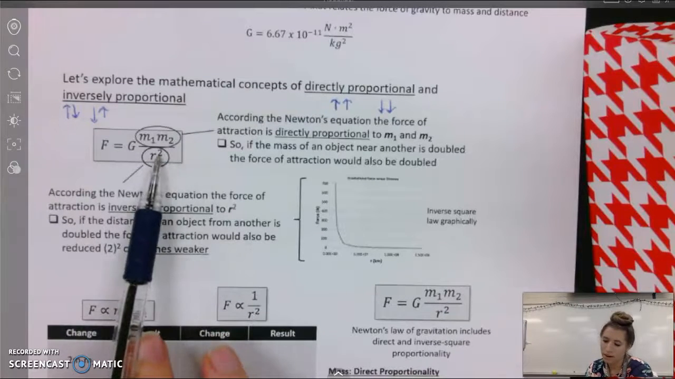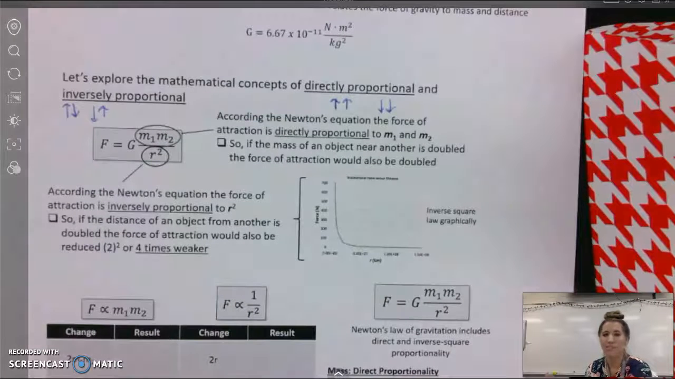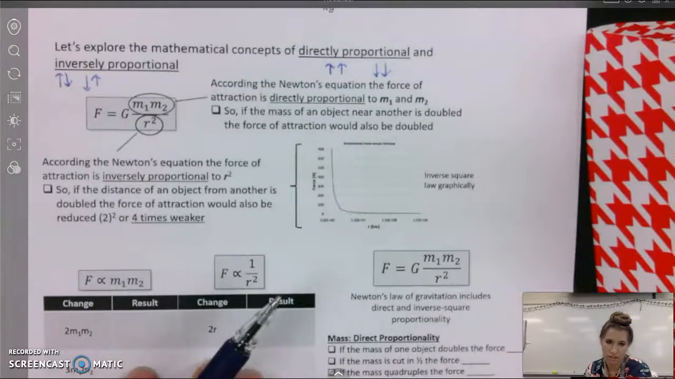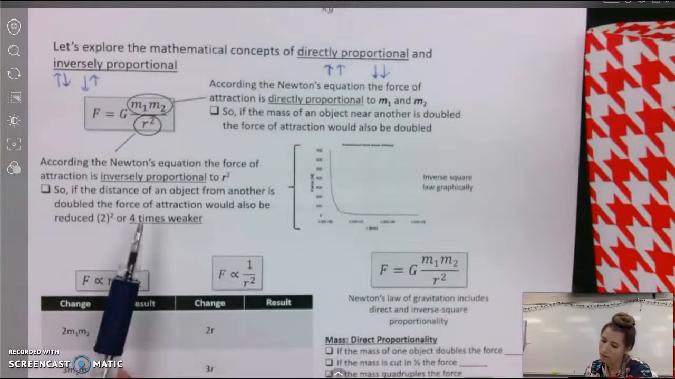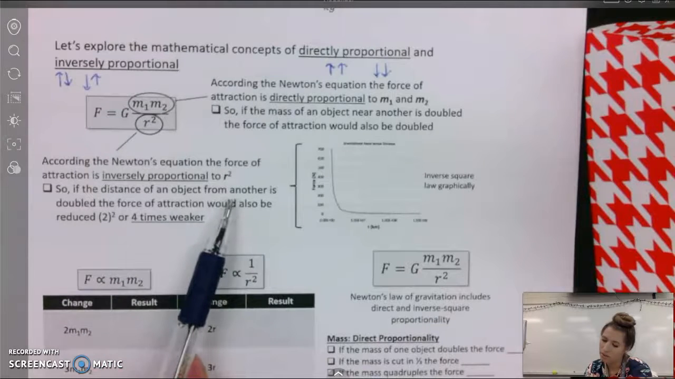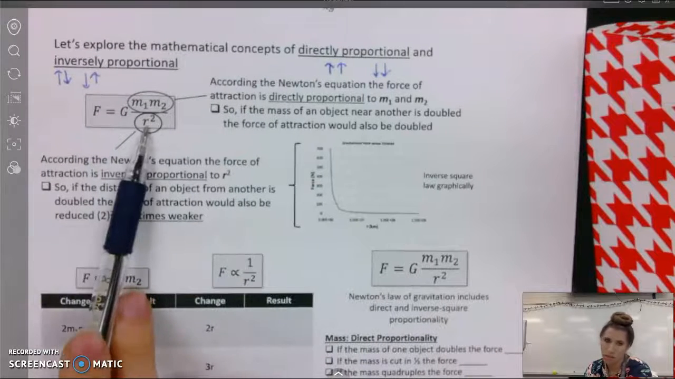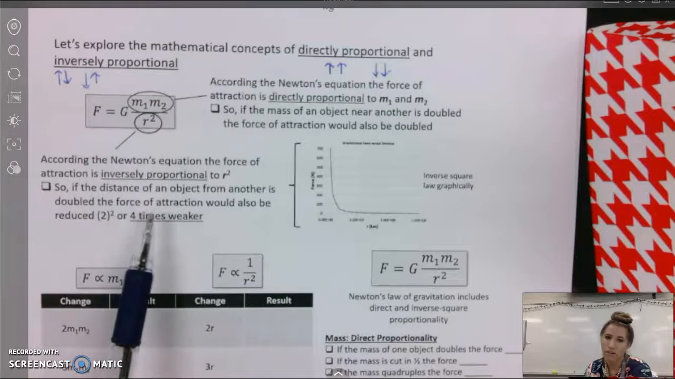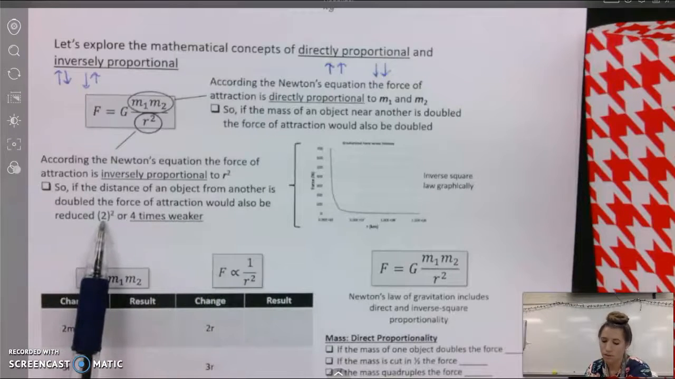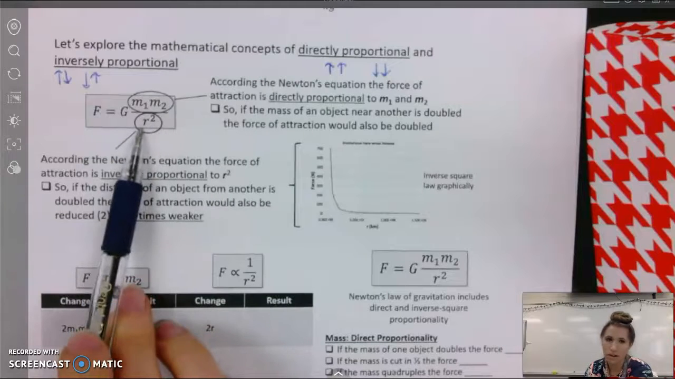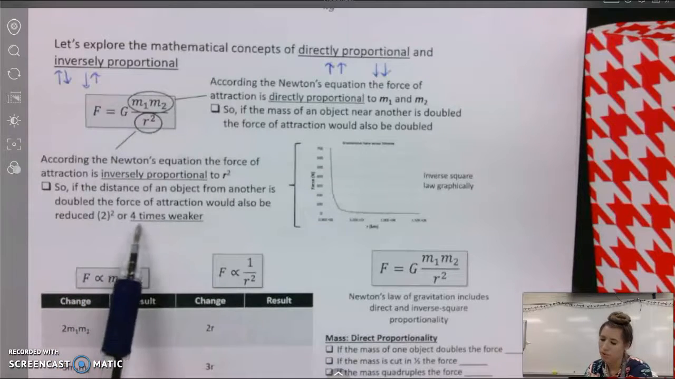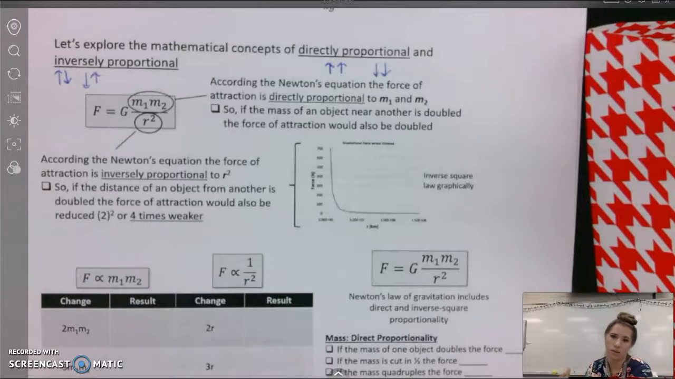And then we have the square on there. It's not just inversely proportional, it has an inverse square component to it. And I think that's best seen down here. But what we're saying is, if the distance of an object from another is doubled, okay, so this gets twice as big as it was before, then the force of attraction would also be reduced by 2 squared, because it's not just r, it's r squared, or 4 times weaker. It'd be a fourth of what it was before.